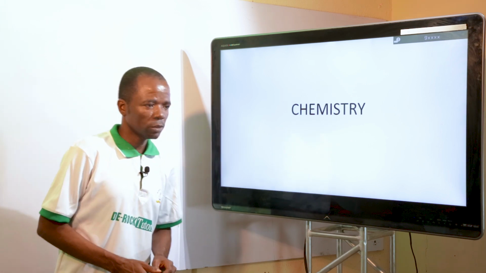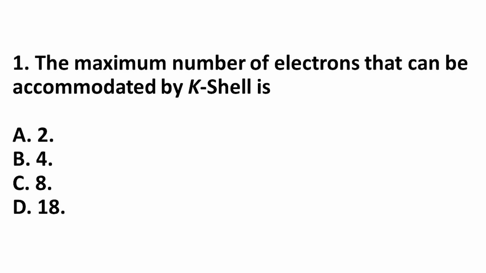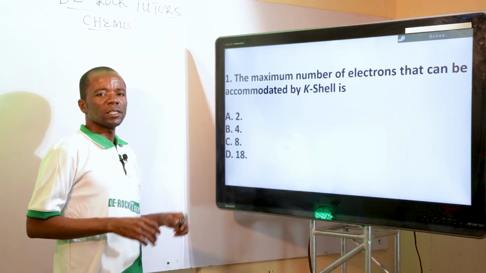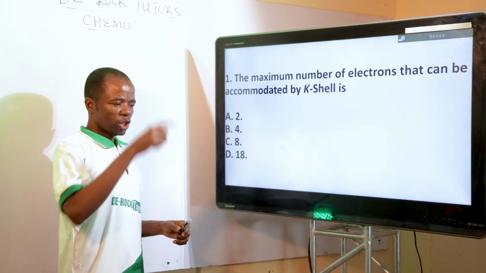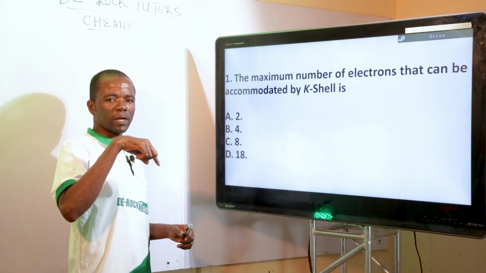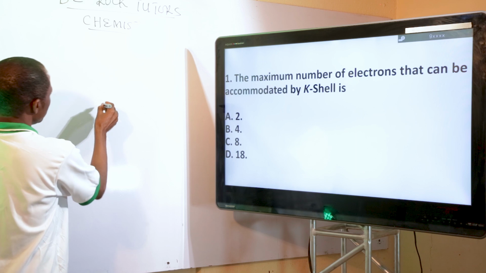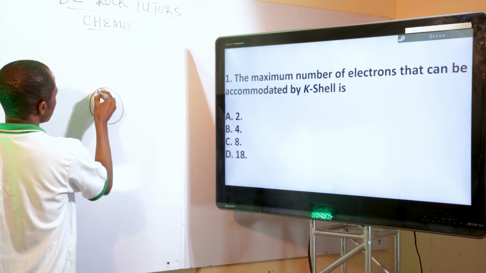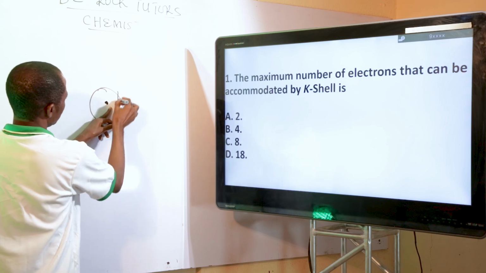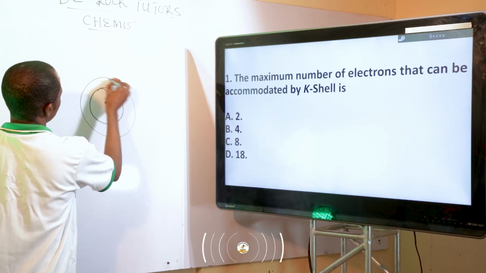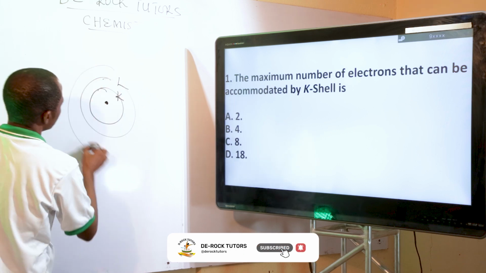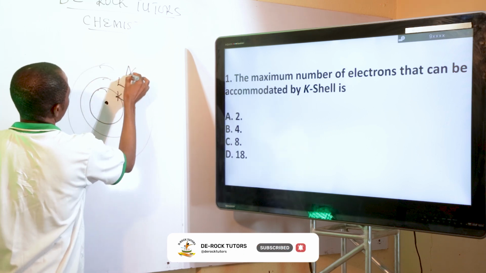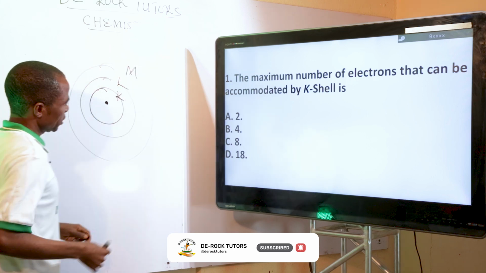Let's look at the very first question. Number 1. The maximum number of electrons that can be accommodated by K shell is... We know that there are various shells. Shells are circular orbits that surround the nucleus. If you take a look at an atom like this, this is the closest shell to the nucleus, that's the K shell. Next to that is the L shell. Next to that is the M shell, N, and so on and so forth.